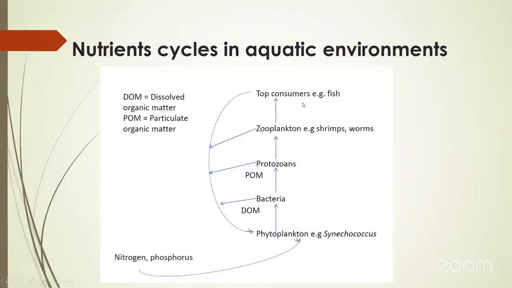And you know that fishes vary in sizes too. So the large fishes can consume the small fishes, and the small fishes can be consumed by the large fishes. Now, DOM means dissolved organic matter. You have the dissolved organic matter that is being used by the bacteria, and then the particulate organic matter that is being taken up by the protozoans. So this is an example of nutrient cycling in the aquatic environment, just like the food chain in an aquatic environment.